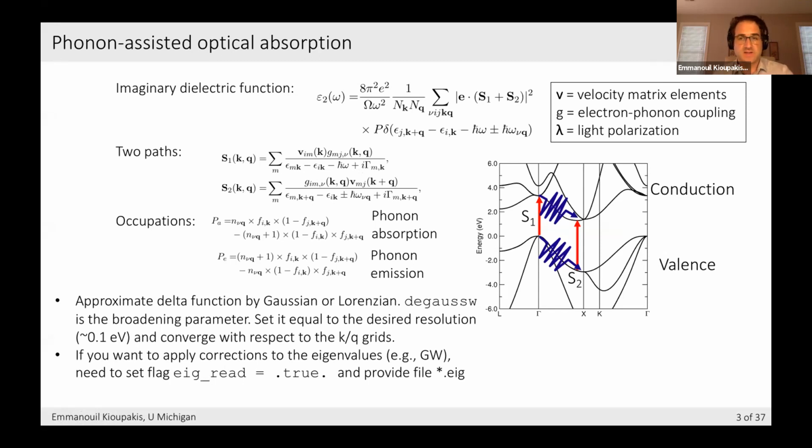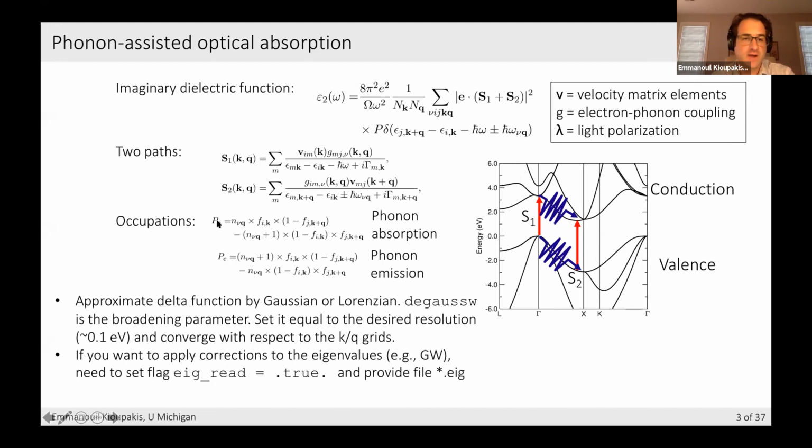All right, so if these are the ingredients, the two paths S1 and S2 correspond to the two different orders in which phonon-assisted optical absorption can take place. Either you first absorb the photon, followed by scattering by the phonon, or first you get momentum from the phonon, followed by the light absorption.